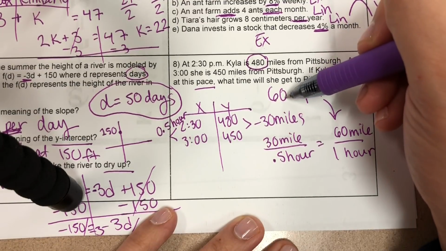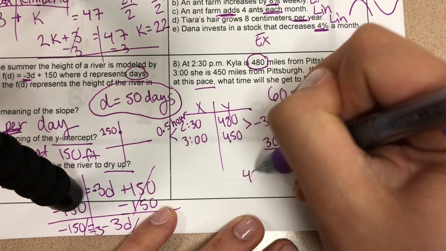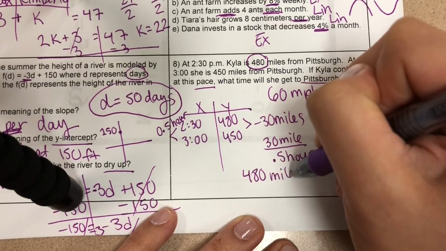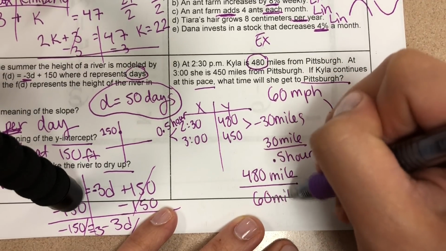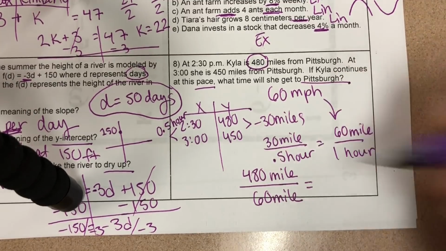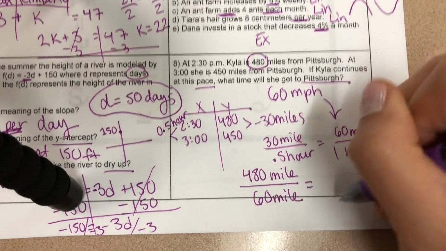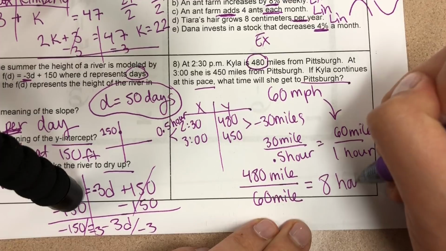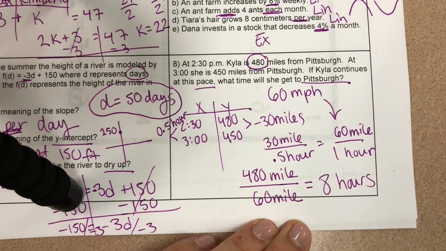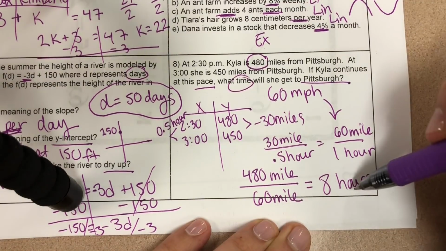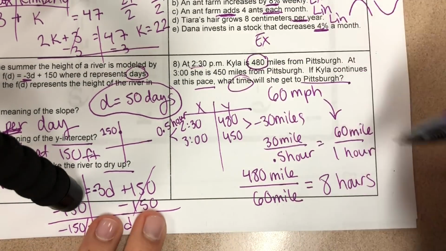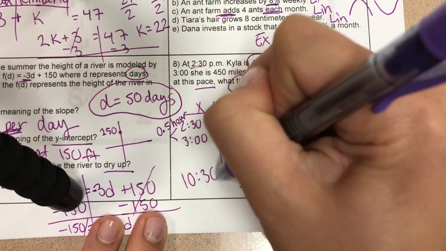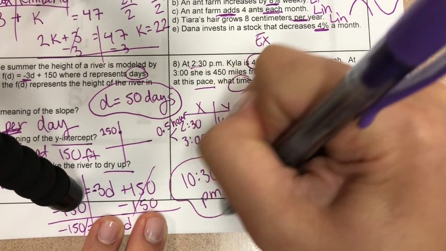So if she's traveling at a speed of 60 miles per hour, all I need to do is take 480 miles and divide it by 60 miles, because that's how much she travels per hour. 480 divided by 60 is 8 hours. And then we want to know what time. So 8 hours from her starting point, which is 2:30, plus 8 hours is going to be 10:30 p.m.